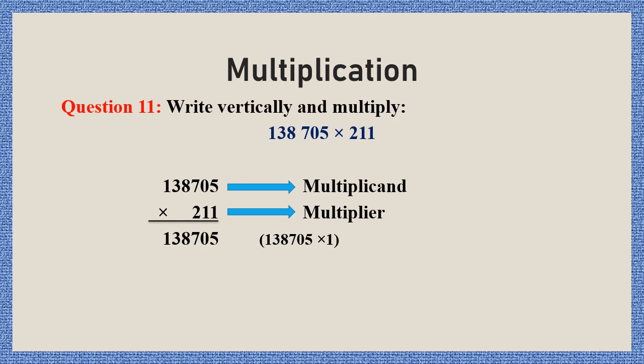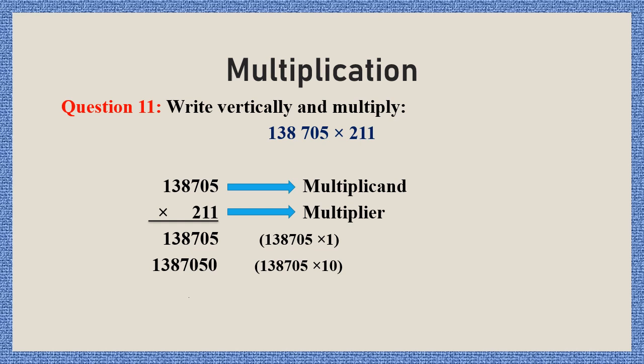Let's move on to multiplying the second digit of the multiplier with the multiplicand. Since this digit is at tens place, we will write a 0 below 5 at ones place. Now we multiply 1 with 5, that is 1 times 5 is 5. Now 1 times 0 is 0. 1 times 7 is 7. 1 times 8 is 8. 1 times 3 is 3. And lastly 1 times 1 is 1.